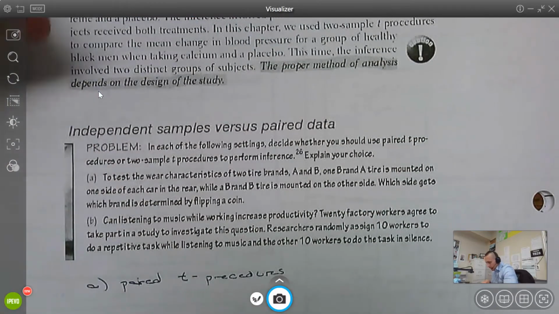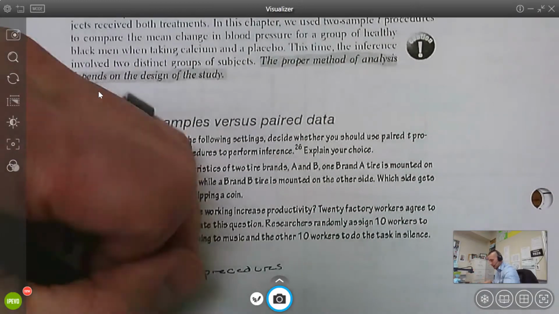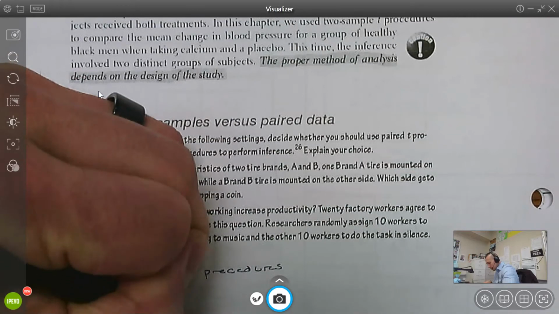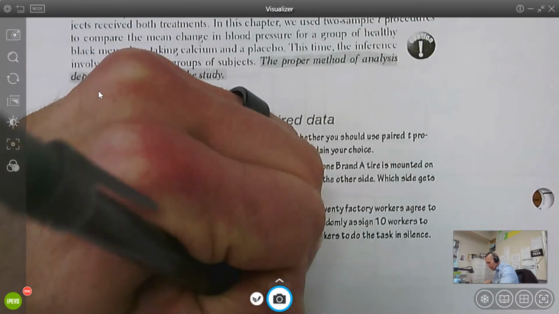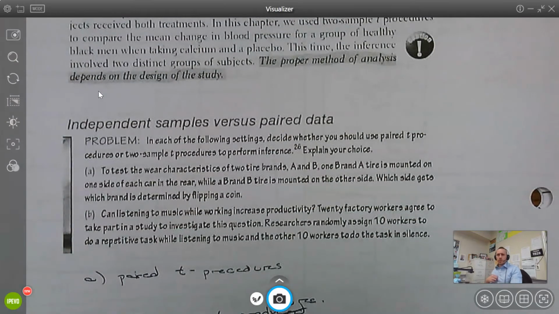And then part B, can listening to music while working increase productivity? 20 factory workers agree to take part in a study. They randomly assign 10 workers to do a repetitive task while listening to music and 10 to do them in silence. Okay, this is not a matched pairs experiment. This is just a completely randomized experiment. So you have 10 random workers assigned to do the task while listening to music and 10 not. So this would be 2 sample t procedures because the data is not produced from a paired experiment. So that's how you're going to decipher between the two.